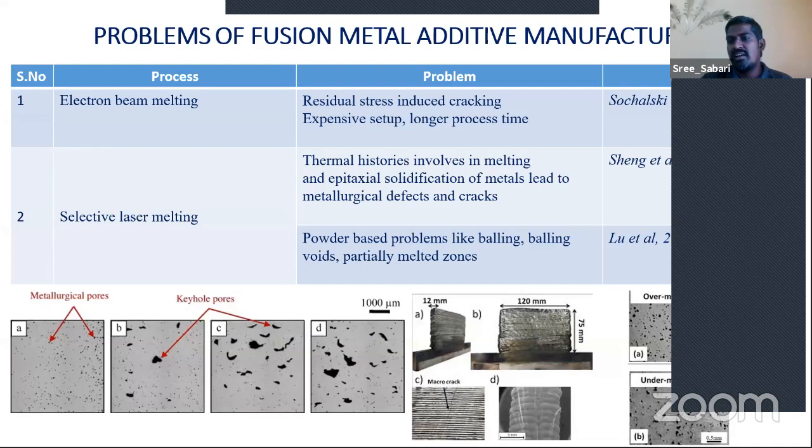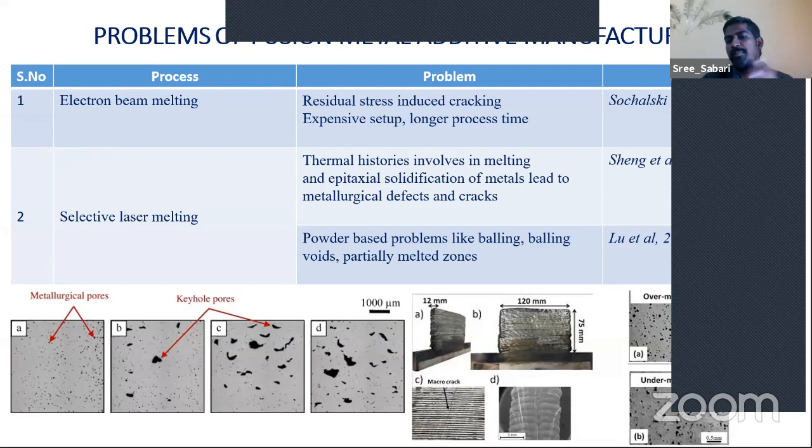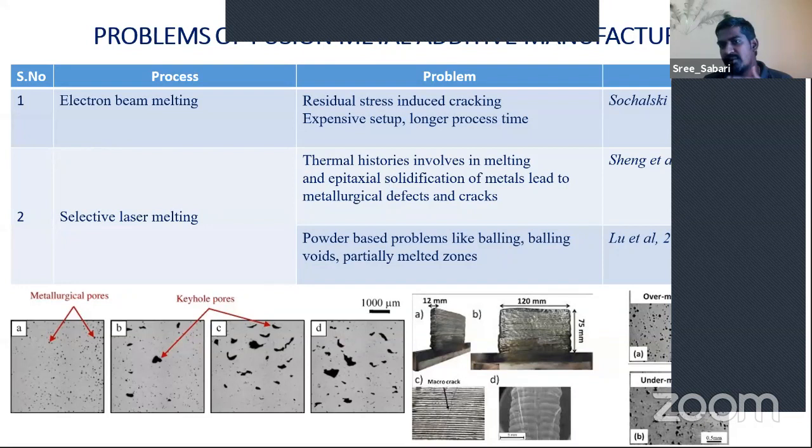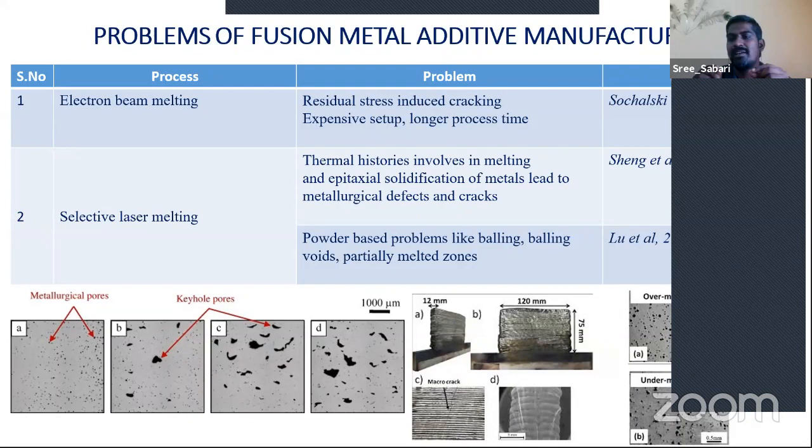And when you are using powder, you will have balling, balling voids and partially melted zones, because the powders are exposed under the laser beam. Some of the powders will be over melted, some may be correctly, optimally melted, and some may be under melted. That comes under the partially melted zone. The over melted particles form together, or agglomerate together, to form the balling. It's like small powders grouping together. So these kinds of problems are faced. These are the problems I'm highlighting in terms of the process.